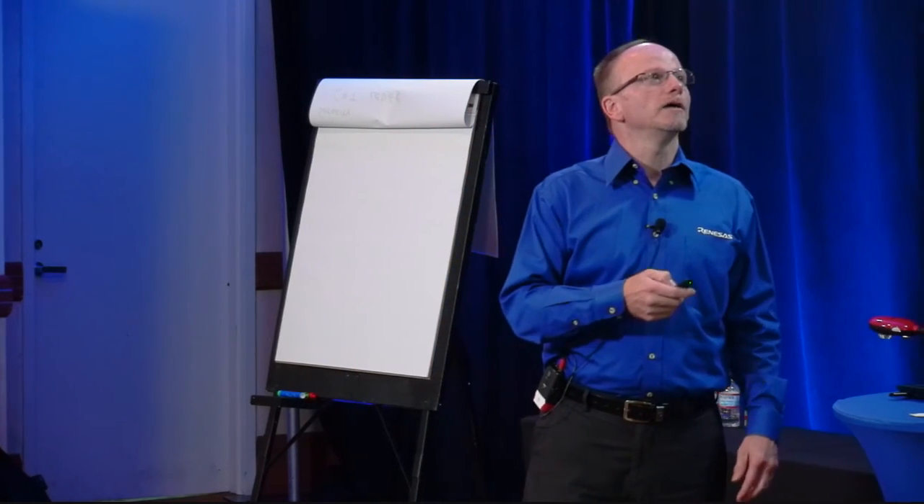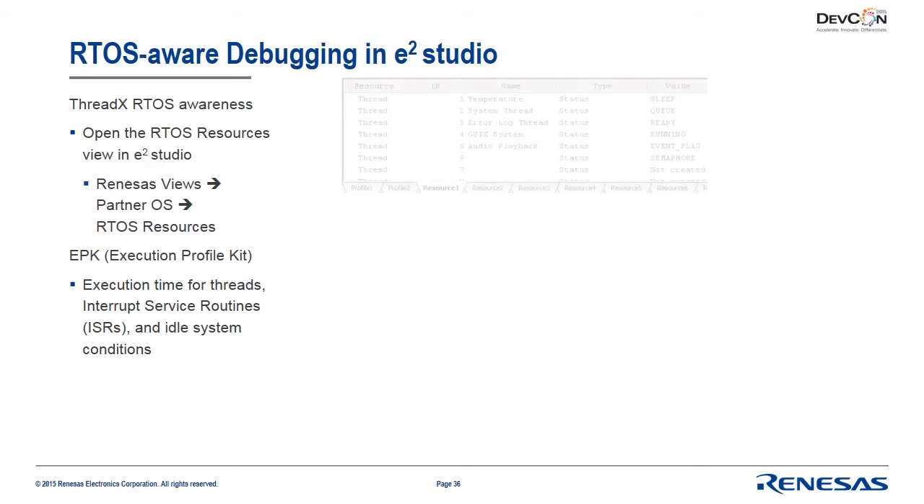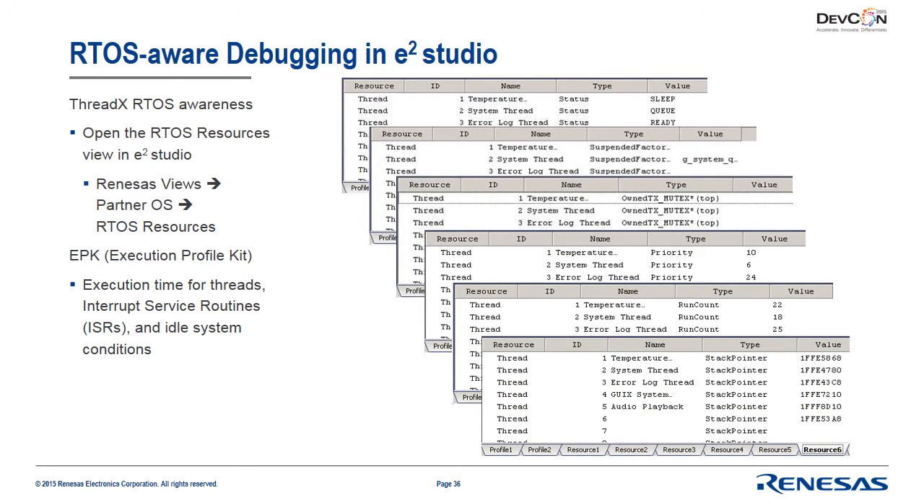I just want to spend a couple minutes going through some other debug features that are part of e2 studio. They are not necessarily Synergy specific, but they make e2 studio a good environment. Before I go there, I mentioned earlier the things we put in for RTOS-aware debugging. You have a plugin that gives you information about the status of your operating system, your threads, whether they're suspended, what the priority is, and so forth. You get to that if you open the ThreadX view under the Renesas views. You go to RTOS resources, and that'll bring up those views.